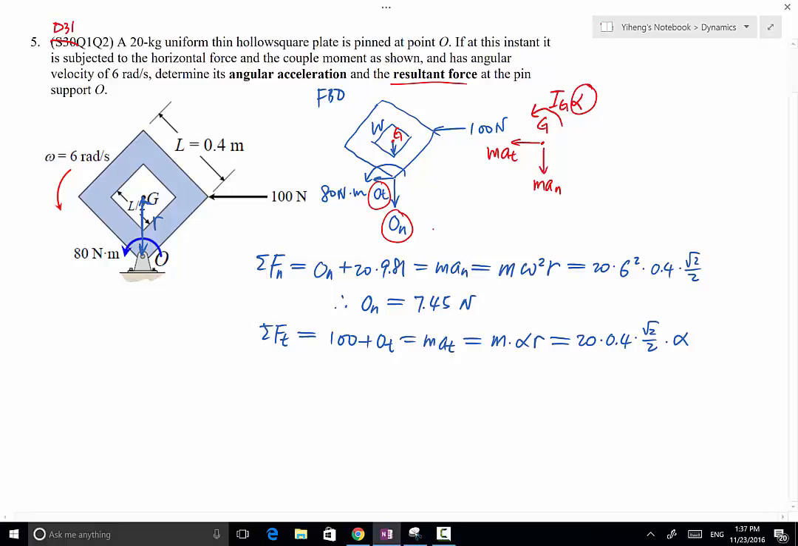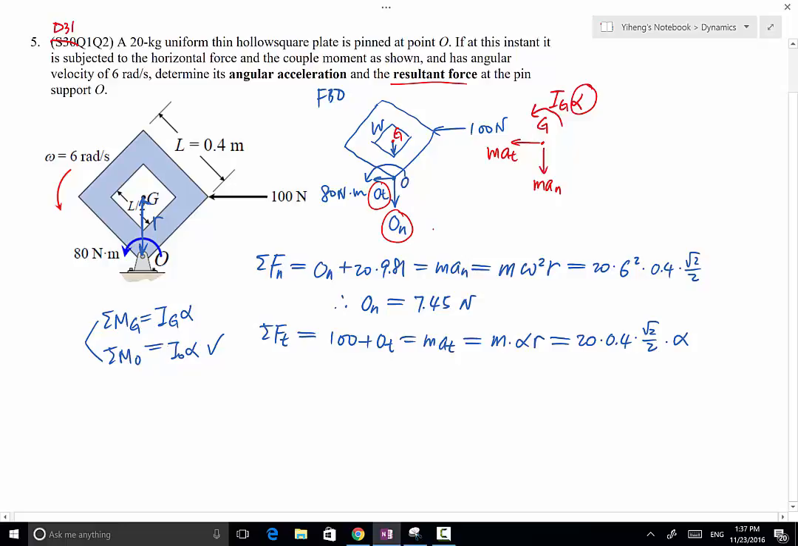We have options. We can either write the resultant moment about point G, which is the gravitational center, equals I_G alpha, or we can write the resultant moment about point O, which is the center of rotation, and that equals I_O alpha. I_O is the mass moment of inertia about point O. Either one will work. Normally, we would like to write this equation. The reason is that if we sum the moments about point O, then two of our unknowns, O_T and O_N, do not create moment about point O.